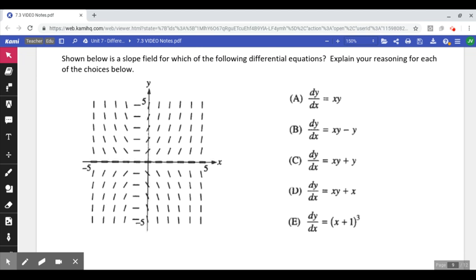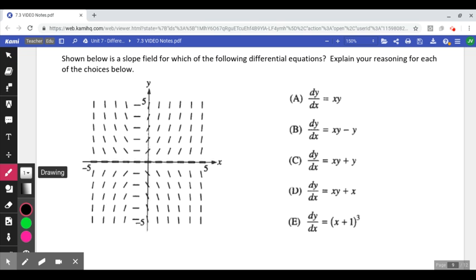In this example, we're shown a slope field below, and we want to match this to one of the differential equations on the right-hand side. One of the keys to do this is to take a look at where the slopes of the tangent lines are zero. So that occurs right here.